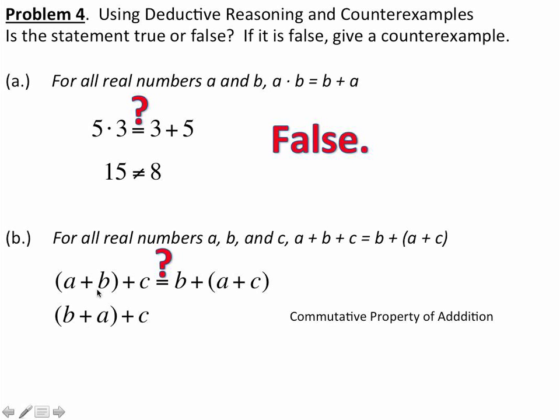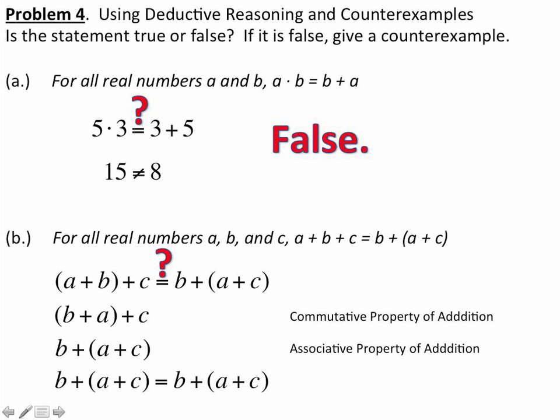Okay, so we just change the order of these. That's my commutative property. I just flip them around. All right, and then I'm just going to rearrange them. So since I can rearrange this grouping symbol with my associative property of addition, well, now look, this left side is the same exact look as the right side. So once those two are the same exact thing, they are equivalent expressions, and therefore we can say that it is in fact true.